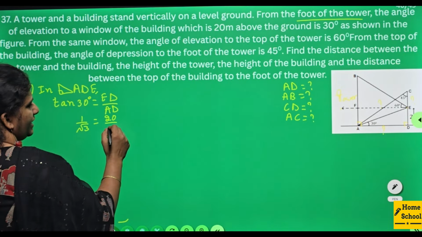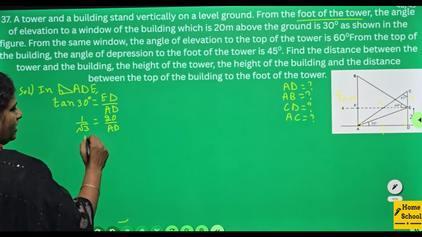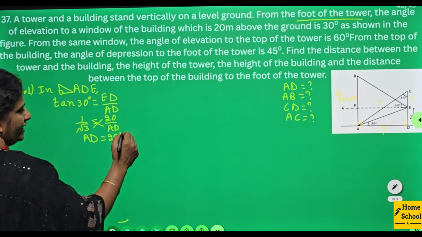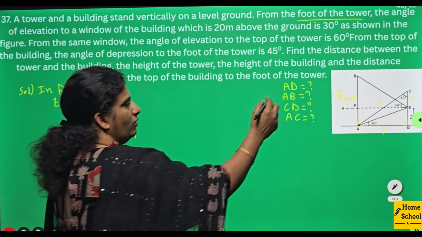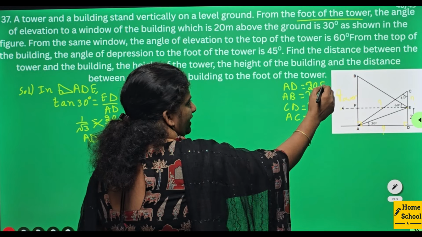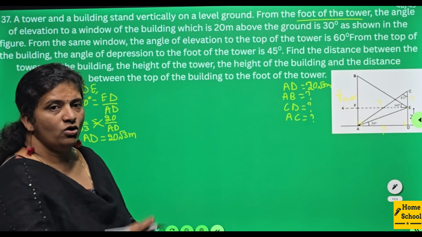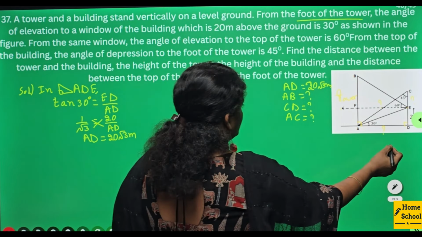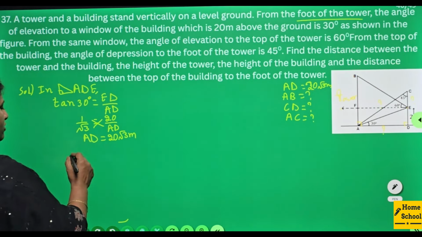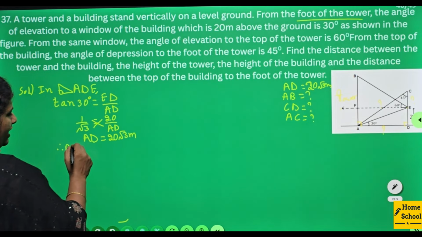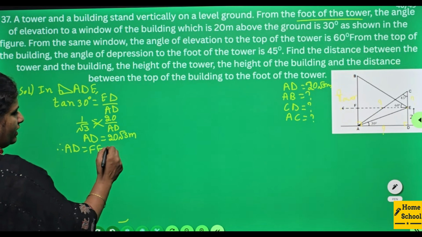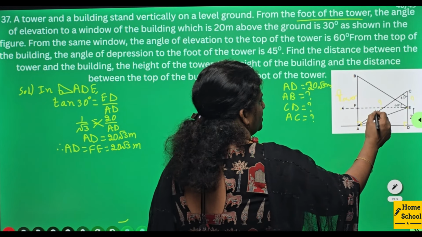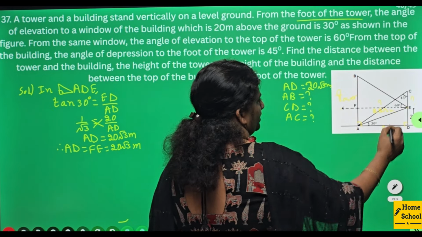Given data, verbal statements, everything you have to write, children. I am doing a little shortcut. Cross multiply, AD is equal to 20 root 3 meters. We got one answer. AD is equal to 20 root 3 meters. This is the distance between the foot of the tower and the foot of the building. And next, if this is 20 root 3, automatically FE is also 20 root 3. Therefore, AD is equal to FE is equal to 20 root 3 meters.